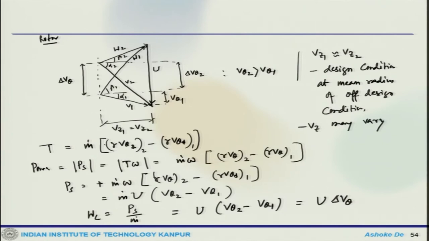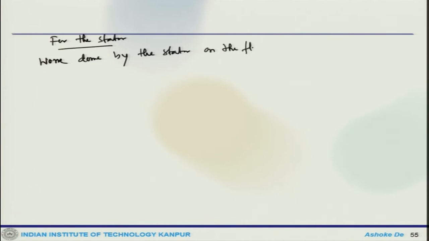Now, similarly, so this is the rotor. For the stator, here the work done by the stator on the fluid equals, of course, even though delta V theta is not equal to 0.